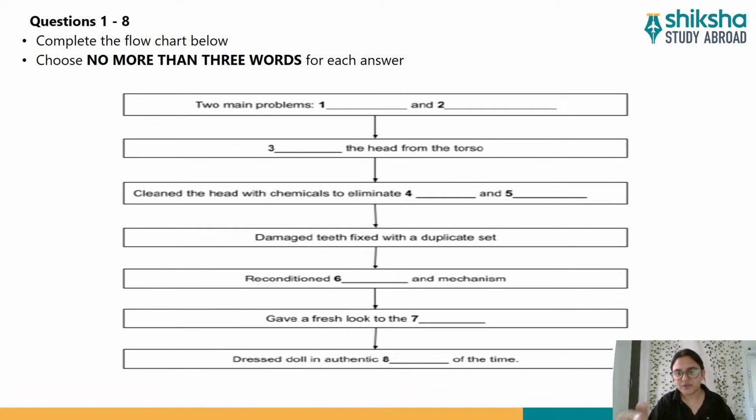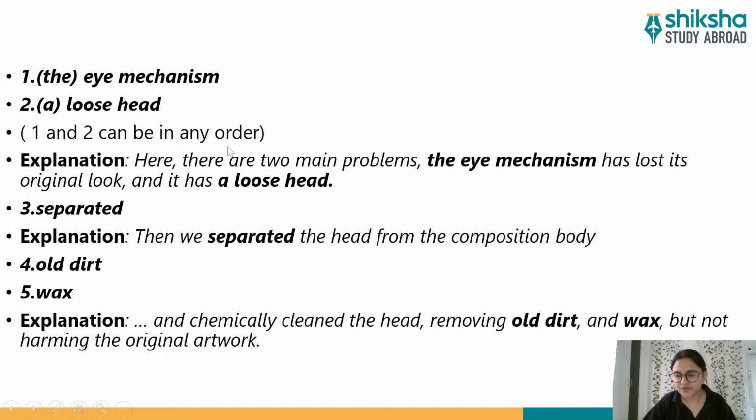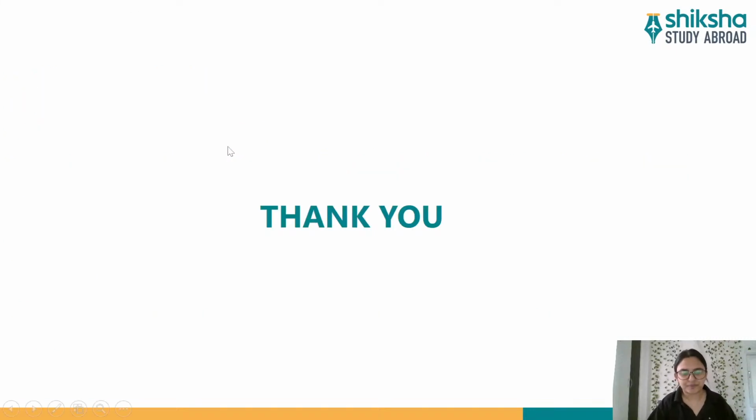Now this is a kind of flowchart sample question which I have prepared. You can see the arrows downward, so you know there is a flow in the process. This is a kind of flowchart question. There are a few answers to it and the explanations.